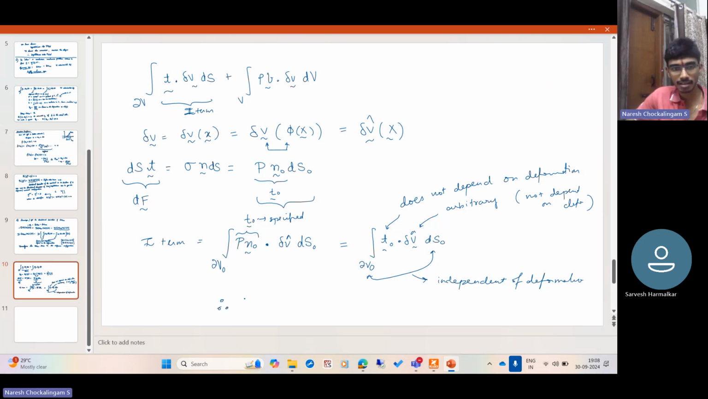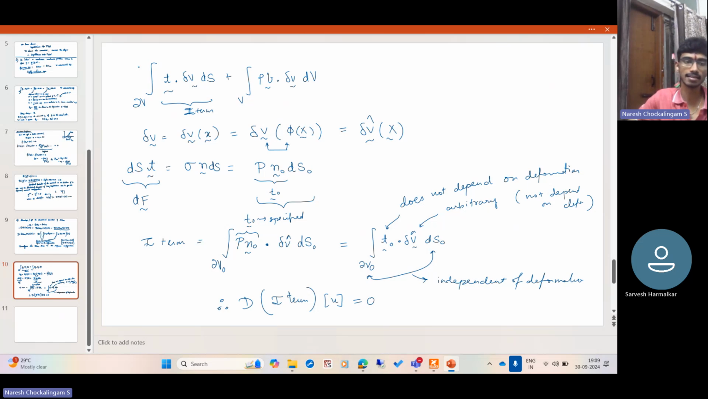Therefore, if you take the directional derivative of the first term, which is not even a function of the deformation, you say this is the first term. The directional derivative of the first term in the direction u is equal to 0 because it does not even depend on the deformed configuration. This is completely specified. Therefore, the directional derivative of the first term is 0. Now let us look at the second term.